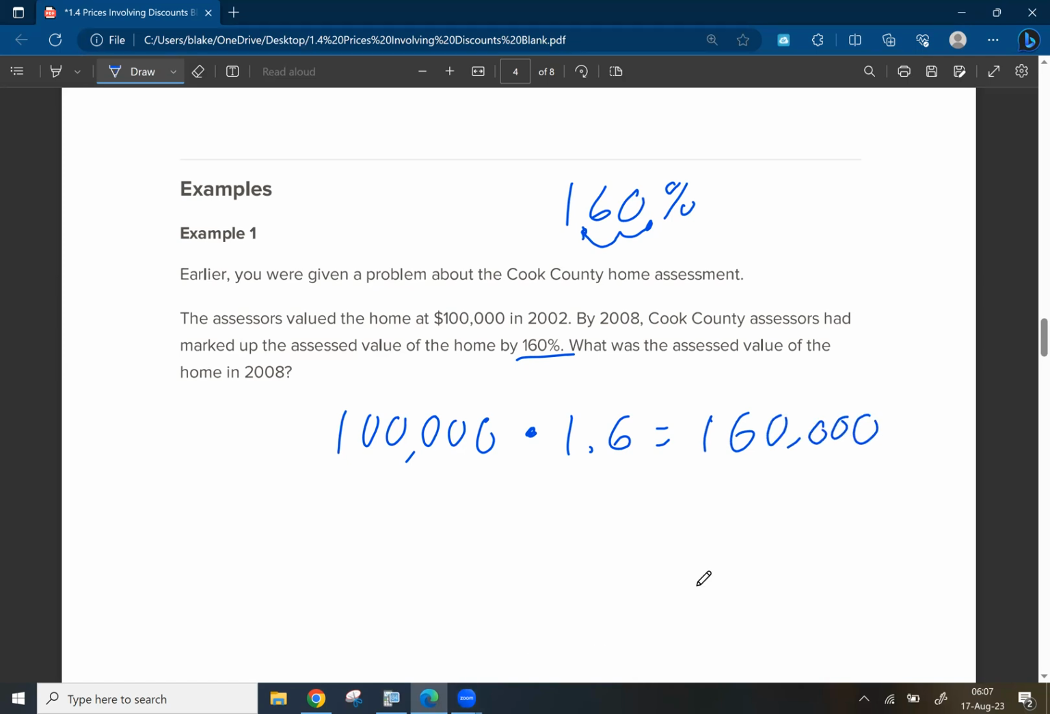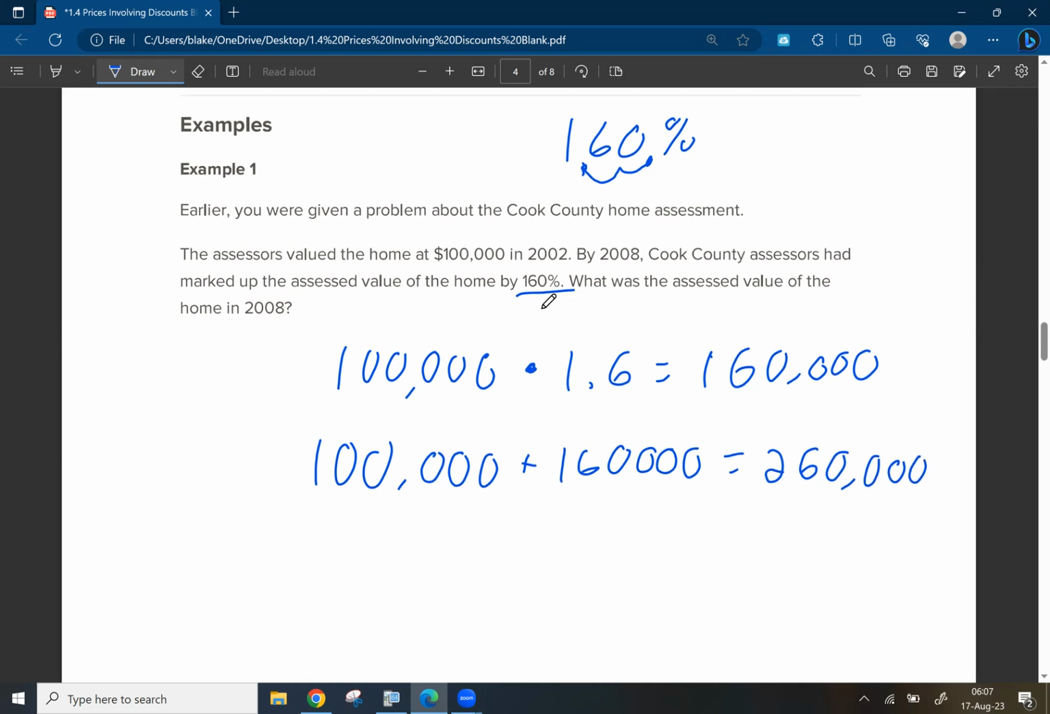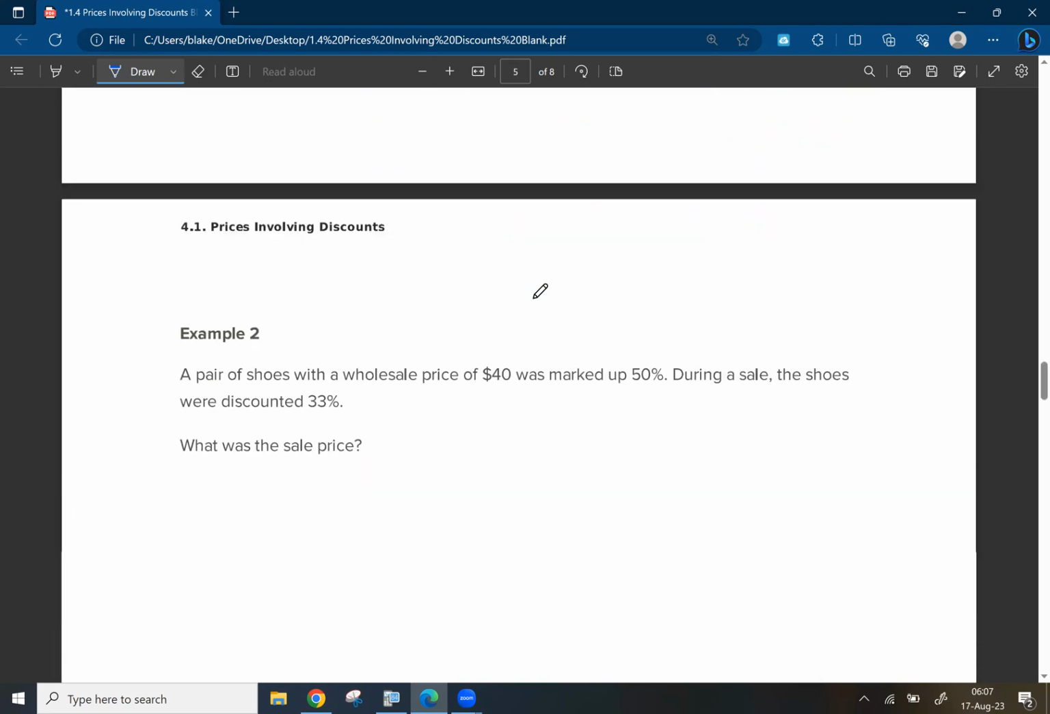But remember, that's the value increased to the original amount. That's not the value of the home now. That's the value added on to what it was originally. So it originally cost 100,000, but the price has gone up 160%, meaning it's gone up $160,000, making the new value of the home $260,000. So yeah, make sure you understand that one clearly. I think that can be a little confusing sometimes.